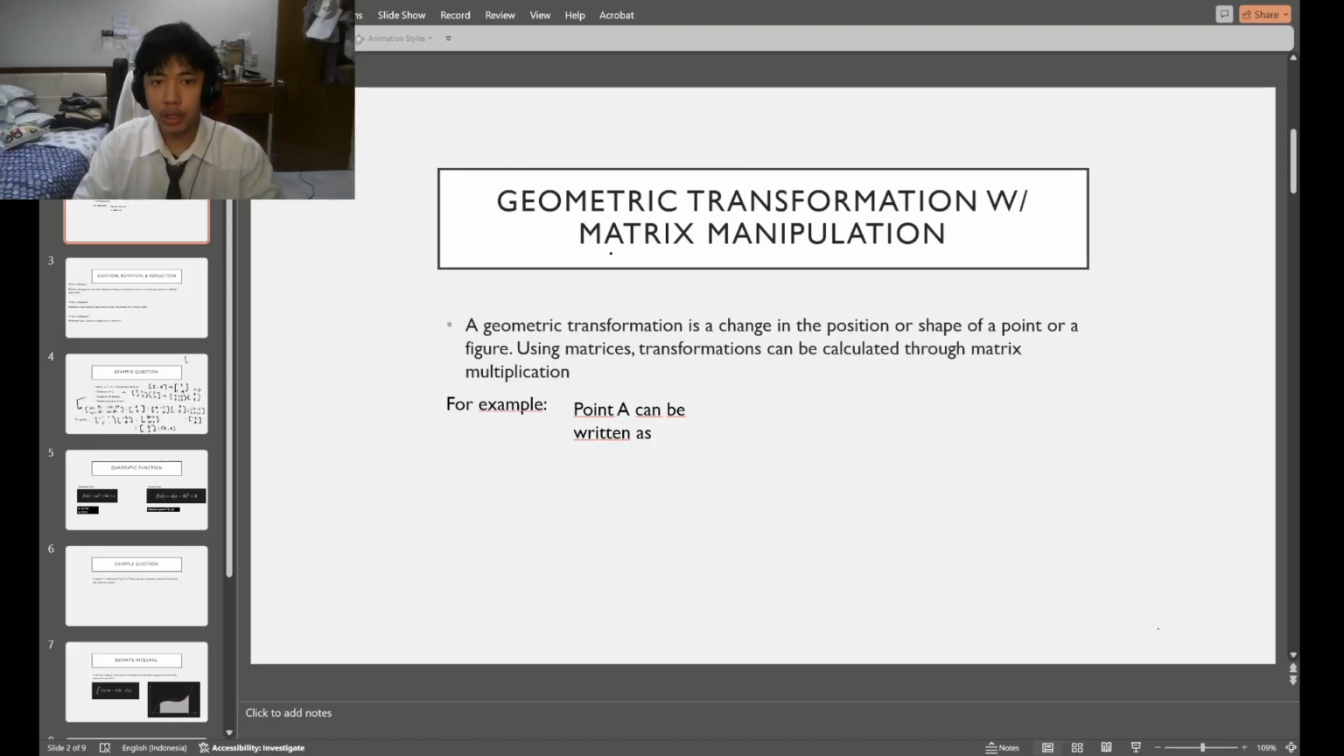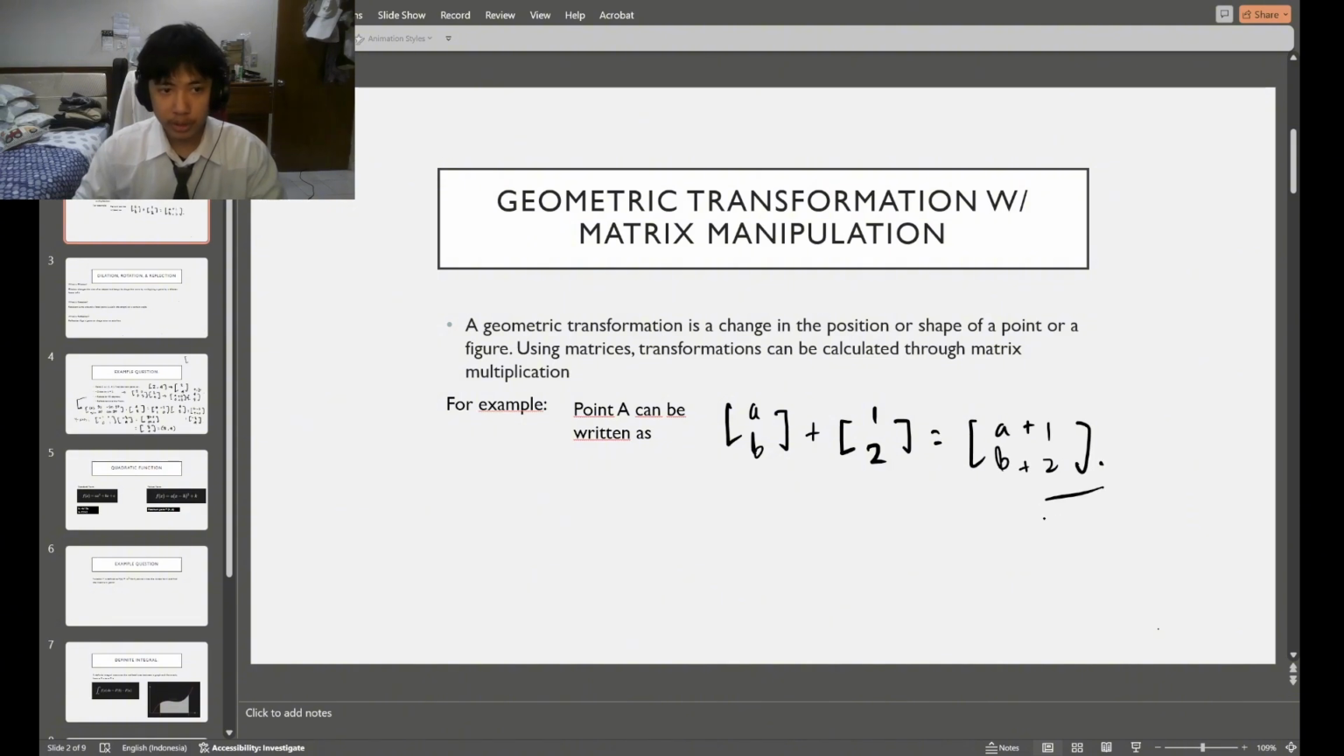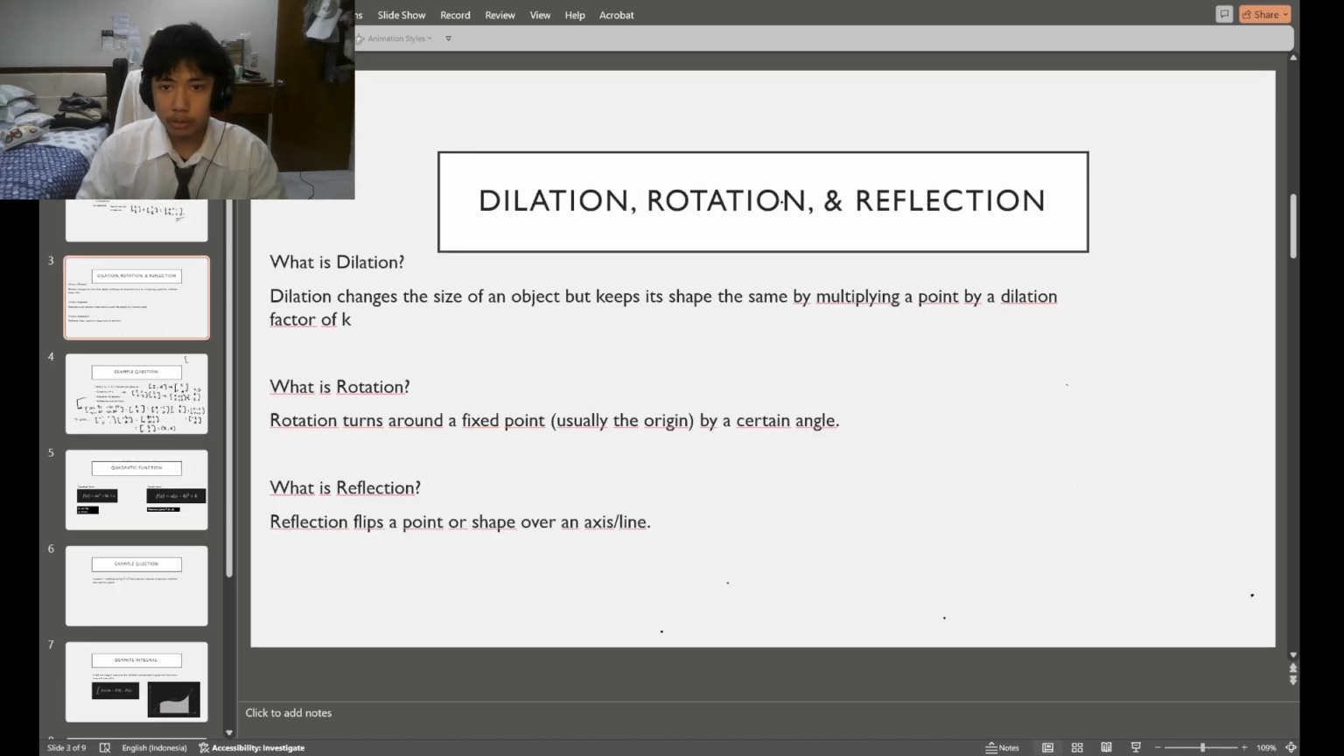Firstly, I'm going to explain geometric transformation with matrix manipulation. So basically, we use geometric transformation to change the position or shape of a point by multiplying with matrices. So, for example, point A can be written as (a, b). So for basic translation, we will just add to it. Let's say, for example, (1, 2). And that will be a plus 1, b plus 2. Simple as that. So next, dilation, rotation, and reflection.